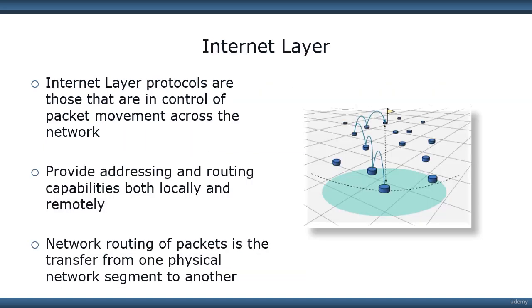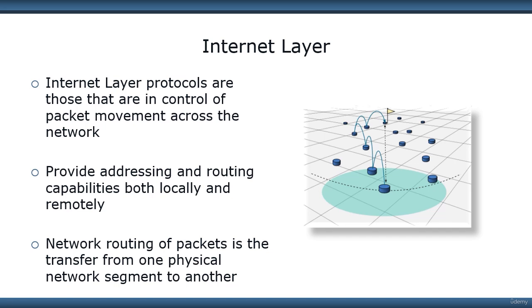Okay, now the internet layer is the next layer. Internet layer protocols are those that are in control of moving packets, getting them around the network, both internally within a LAN as well as externally on the internet. Internet layer protocols provide addressing and routing capabilities. And the network routing of packets is essentially just the transfer from one physical network segment to another.